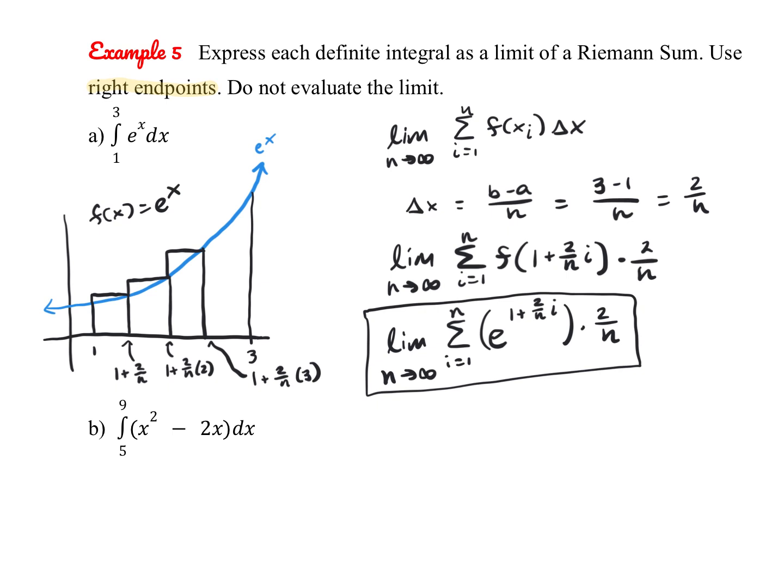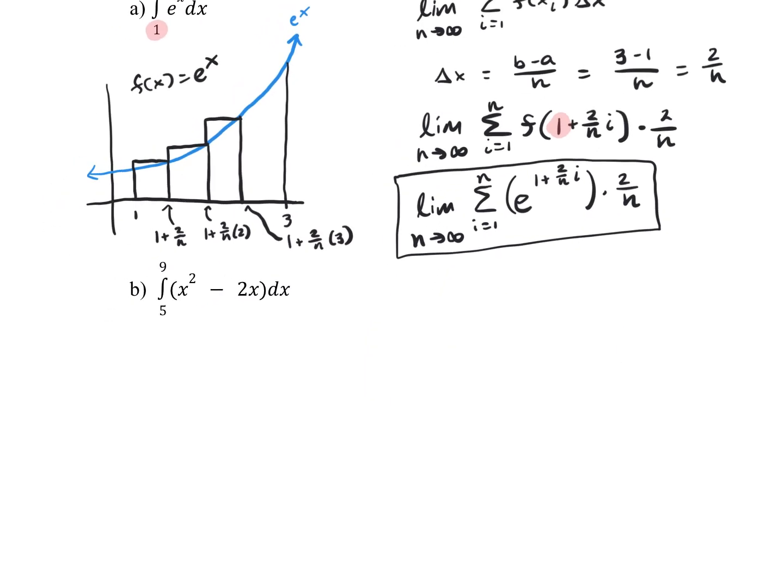So if you're wondering, hey, where did this 1 come from? Is this because this is 1? Remember, this value right here is always going to come from the lower boundary of our definite integral, because that's our starting place when we're finding that area. All right, so let's try one more together.